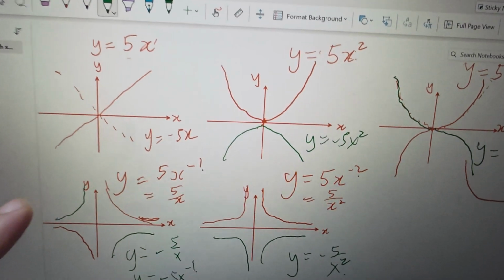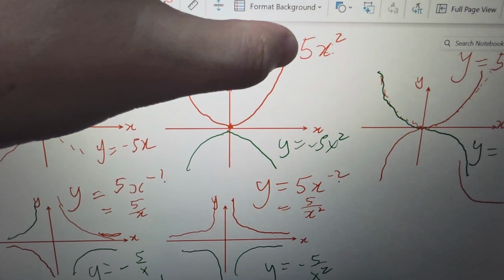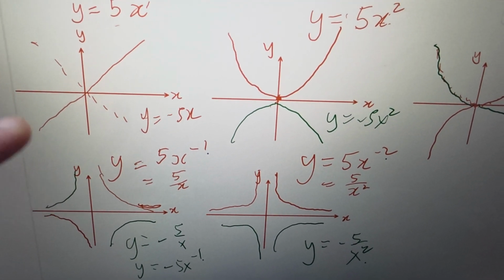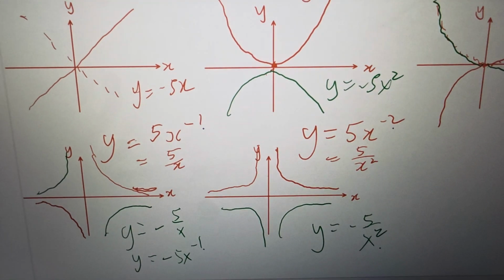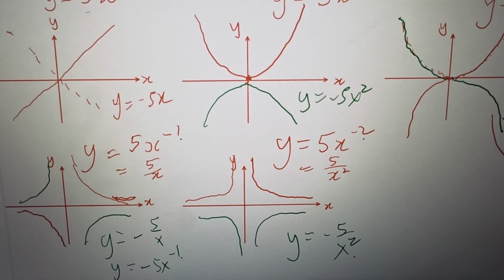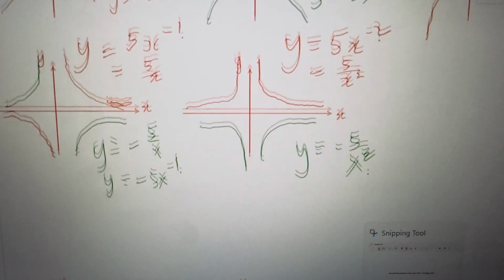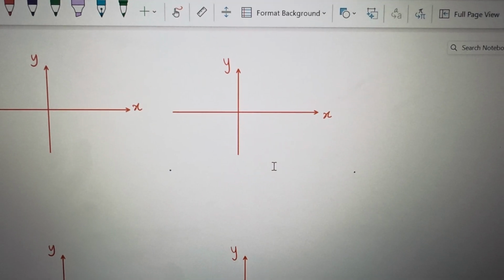So in terms of studying, you just need to remember the positive one. Then when you need to draw the negative one, you just flip it about the x-axis. Use it like a mirror. Okay, now that's all for this type of graph we call power graph.